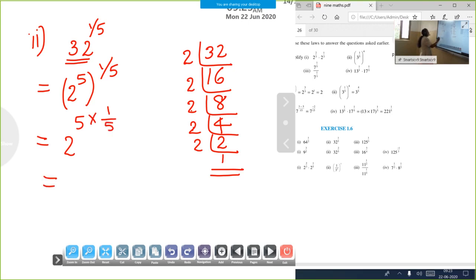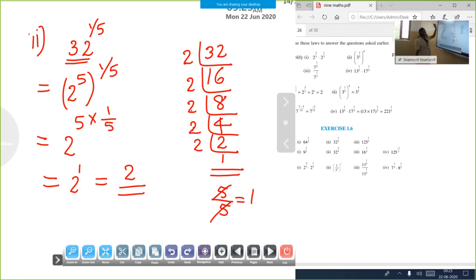What is the value of 5 into 1 by 5? It is 5 by 5. 5 into 1 is 5 and the denominator is 5. What is 5 by 5? We can cancel it. The number is 1. Not 0. 5 by 5 is 1. So the answer is not 1. Next you write 2 raised to 1. What is 2 raised to 1? Simply we can write it as 2. This way you solve it.